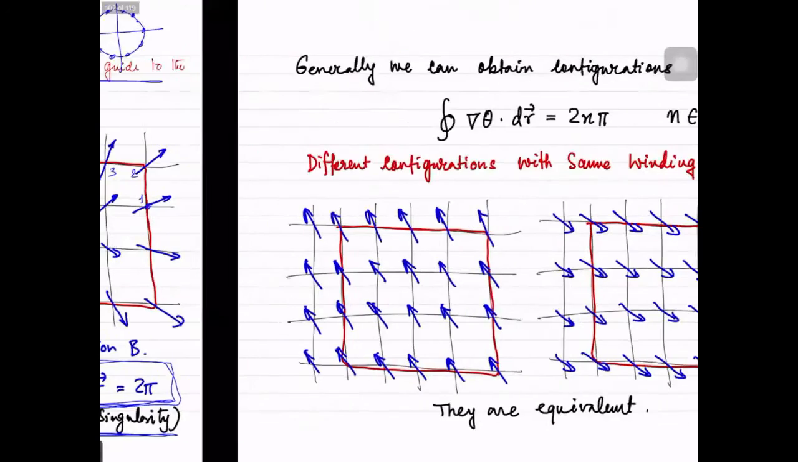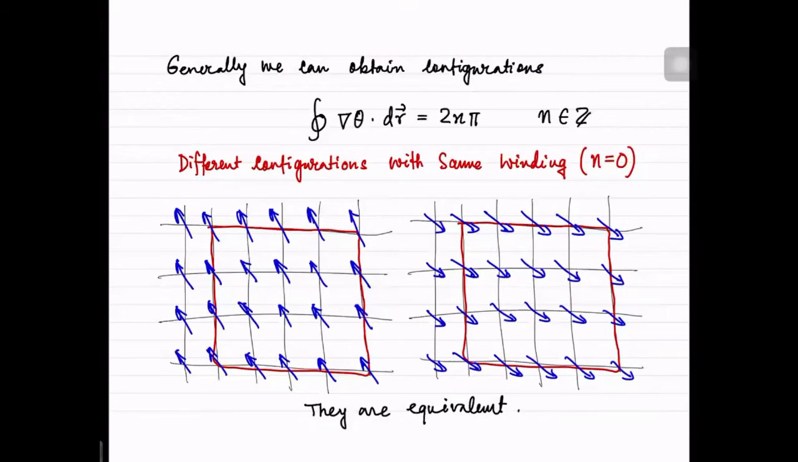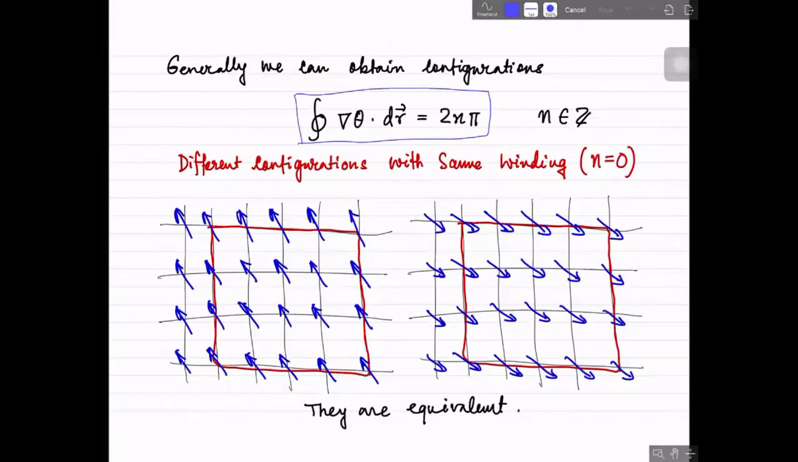So then we can generally obtain configurations where the winding about a point is 2n pi, and that's the meaning of the mathematical statement that pi 1 of S1 is Z.